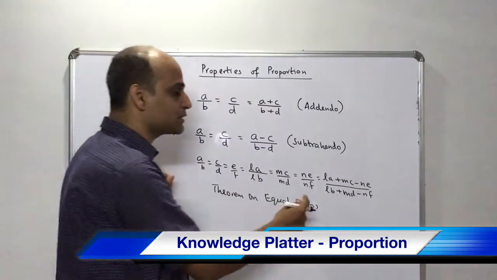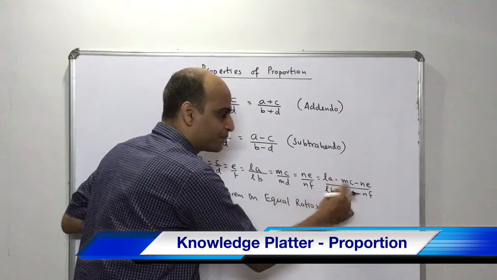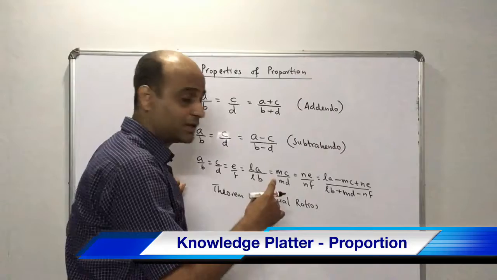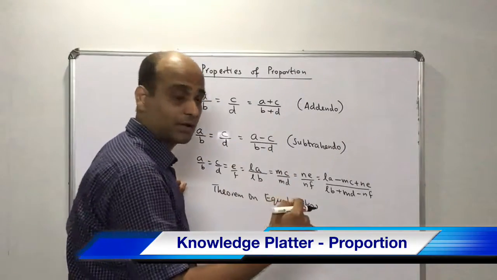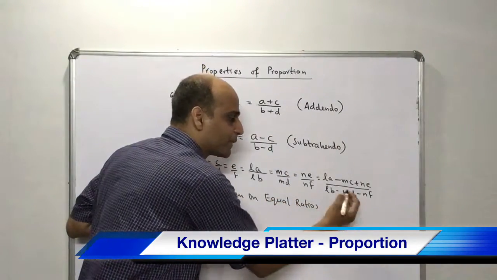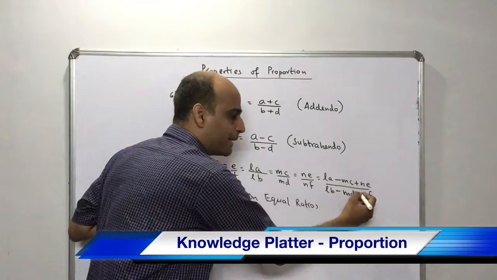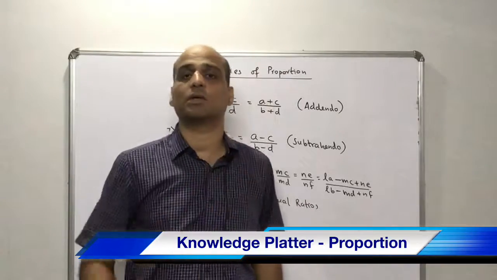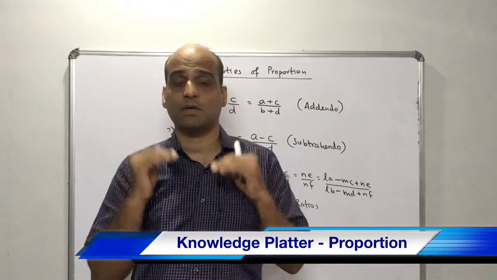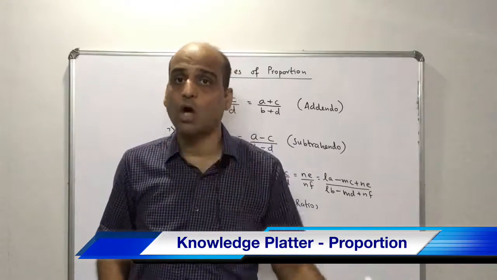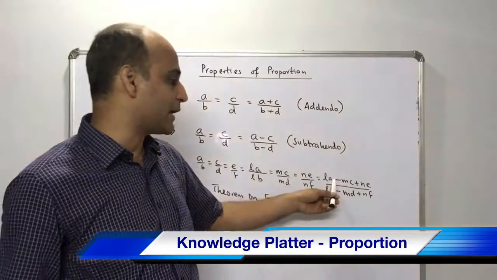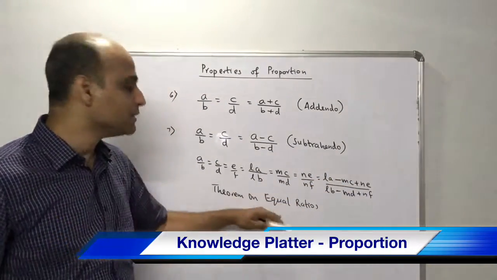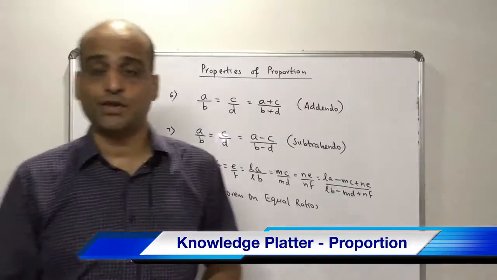Now I could have also done this way. LA minus MC plus NE. Now if I change this, accordingly I have to change the denominator. So it becomes LB minus MD plus NF. So you just have to remember one thing. Whatever operations you do in the numerator, the same sequence has to be repeated in the denominator, so that you should not change. So if you are subtracting and then adding, here also it should be subtraction and then addition. So this is called as theorem on equal ratios.